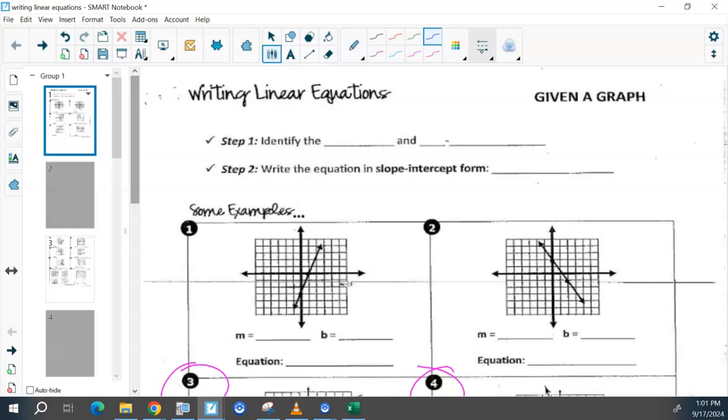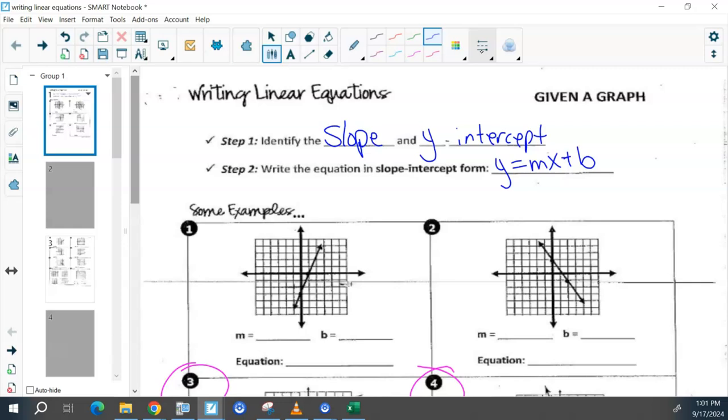Alright, so when we write equations from a graph, we have to identify the slope and the y-intercept. And then once we identify those two, we're going to write this in slope-intercept form. We talked about this last week. Anyone remember what that format is? Y equals mx plus b. Good.